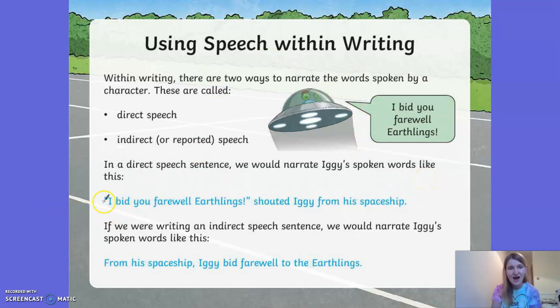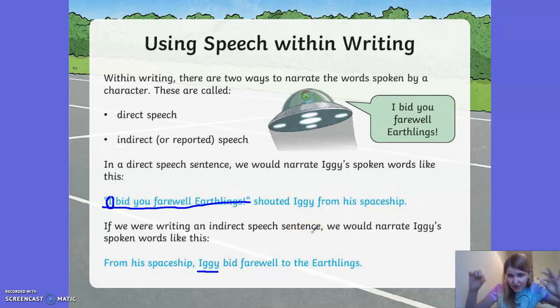So we've got this alien here. "I bid you farewell, Earthlings," shouted Iggy from his spaceship. This is exactly what he said, isn't it? You can see it here. Whereas if we're writing it in an indirect or reported speech sentence, we narrate it like this: from his spaceship, Iggy bid farewell to the Earthlings. We haven't said exactly what's said in this speech bubble, have we? We've changed it slightly to report what's being said. The first thing I noticed was that in our direct speech we had I, and in this one we've got Iggy. So we're changing the way we're explaining who's speaking and what they're saying.